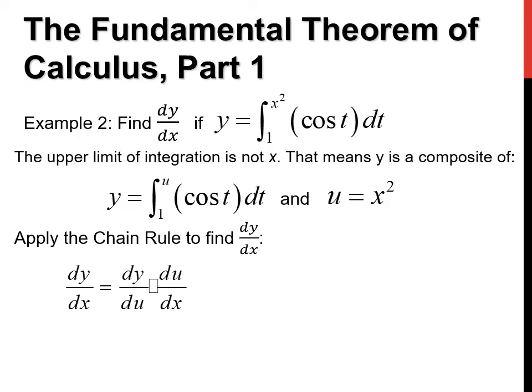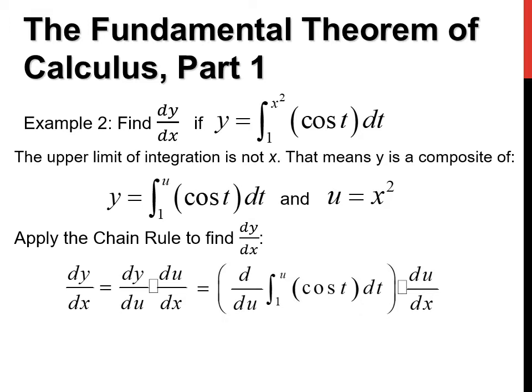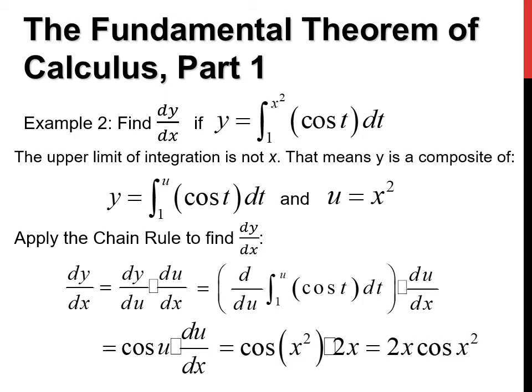The y is given in the expression, the integral from 1 to u of cos t dt. So you can replace that one and rewrite d by du of the integral of cos t dt times du by dx. Since u is equal to x squared, du by dx is equal to 2x, and the derivative of the integral of cos t dt from 1 to u is cosine of u, or cosine of x squared. That makes your final answer 2x times cosine of x squared.